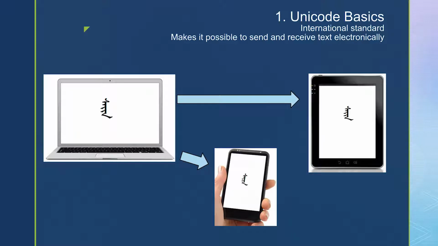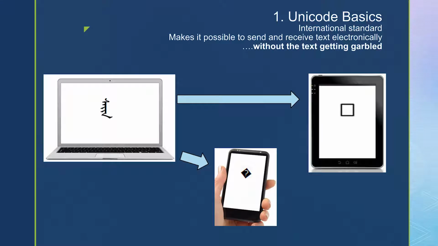With Unicode, the text you type, such as the Mongolian text shown on the slide, should be received exactly as you intended it, whether the device is made by Samsung, Apple, or another manufacturer. It should also work the same whether you use Microsoft Word or other software. The goal is to prevent the text from coming out garbled, with question marks, square boxes, or nonsense characters.